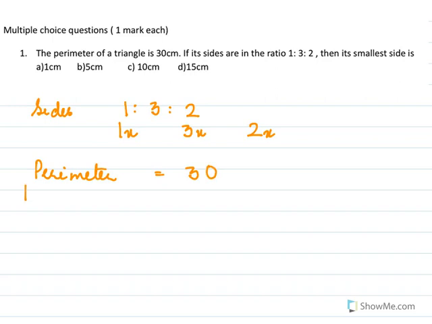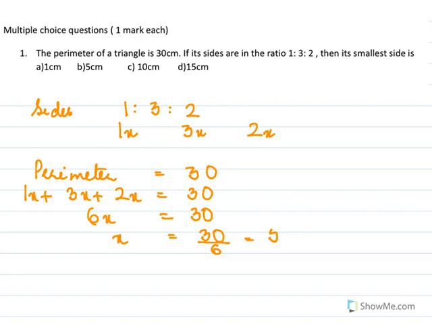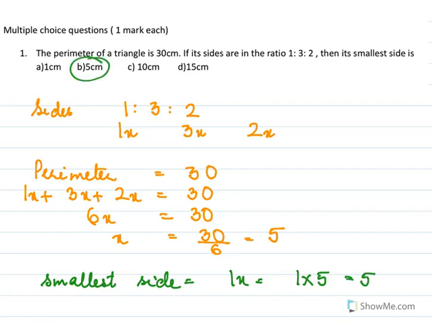Now the perimeter is given as 30 centimeters, which means 1x plus 3x plus 2x equals 30. 6x equals 30, so x equals 30 by 6, which is equal to 5. Now we need to find the smallest side, and the smallest side will be 1x. That is 1 into 5. So the smallest side is 5. So the right option is B.